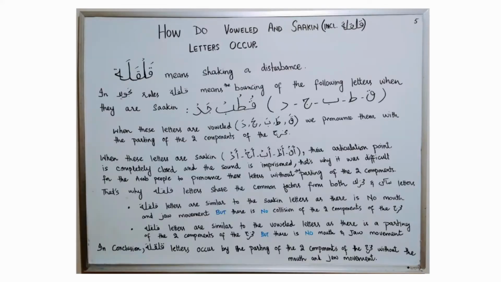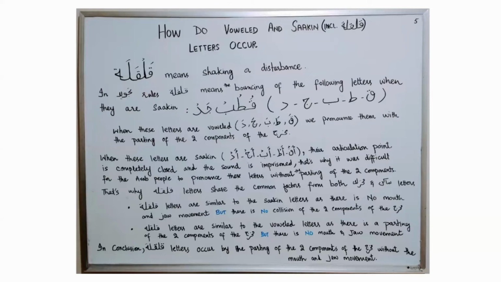Qalqalah literally means shaking or disturbance, but in Tajweed rules, Qalqalah means bouncing on certain letters when they are sakin. And these letters are qutub, jad, qaf, ta, ba, jim, and dal. If these letters are vowel, if they have a fatha, dhamma, or kasra, then we pronounce them with the parting of the two components of the makhraj with the mouth and jaw movement. But when these letters are sakin, their makhraj is completely closed and the sound is imprisoned behind the makhraj.